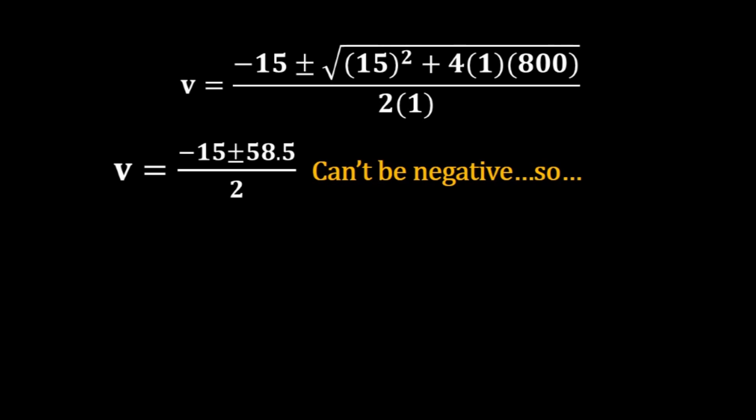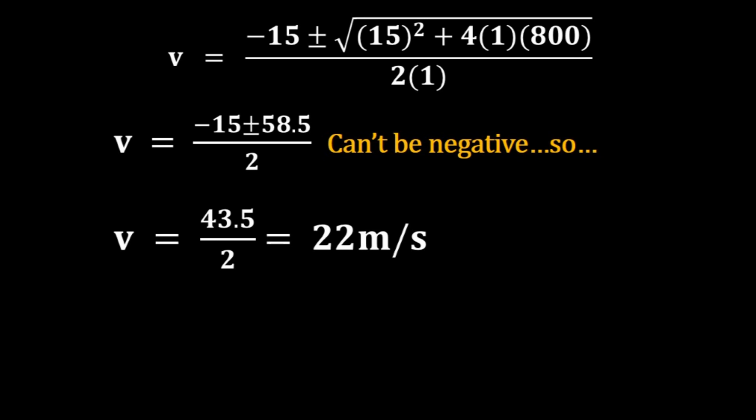The speed can't be negative, so it can't be negative 15 minus 58.5. It's got to be negative 15 plus 58.5 divided by 2, which is 22 meters per second. So that's the fastest you can go.